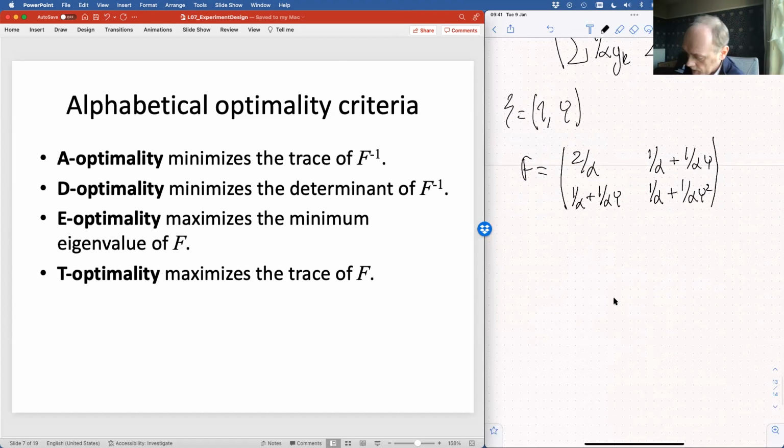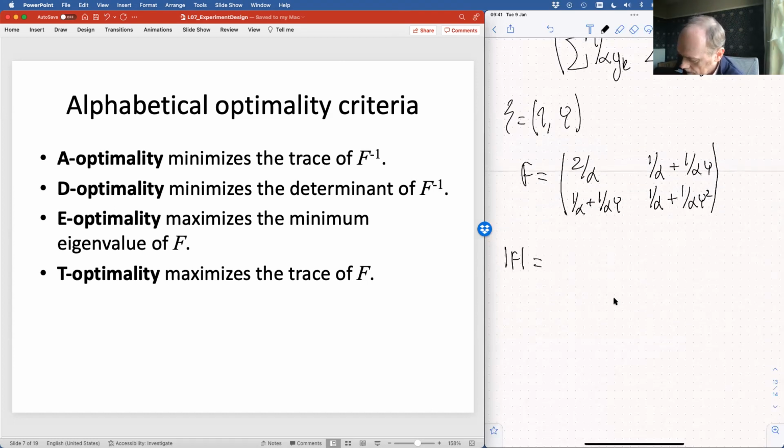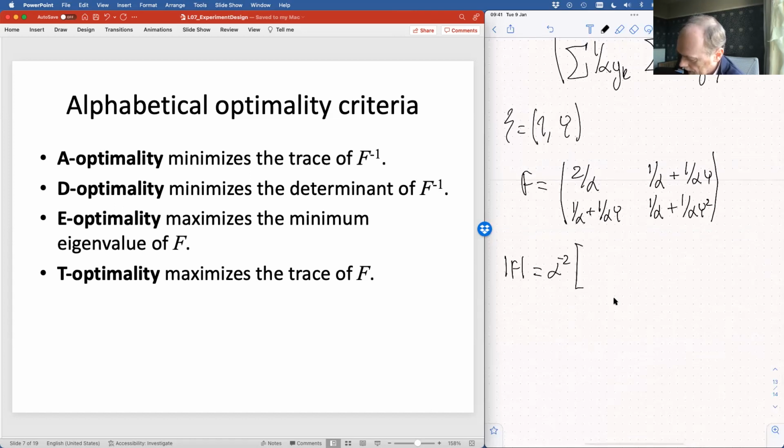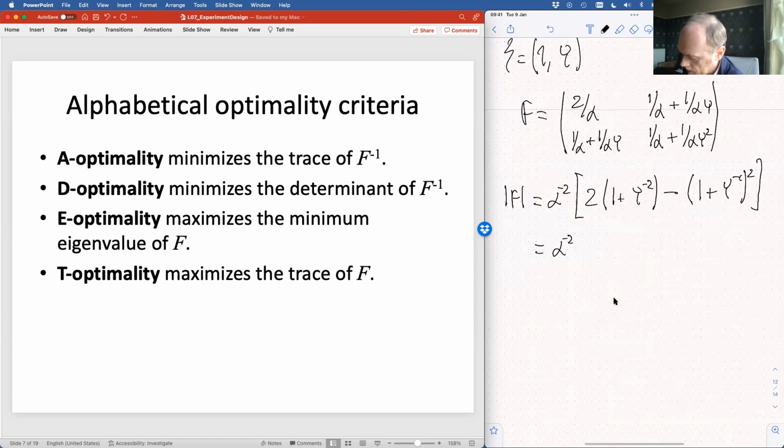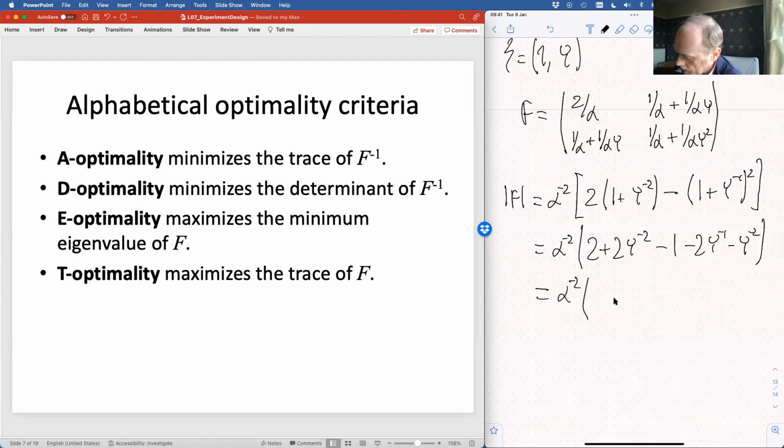Okay. Let's take the determinant. So I can take the alpha out again. And we end up with what? 2 times 1 plus y to the minus 2, minus 1 plus y to the minus 1 squared. Okay, let's multiply that out and have a look at it. So I think we've got 2 plus 2y to the minus 2, minus 1, minus 2y to the minus 1, minus y to the minus 2. Let's group some similar terms. I think we end up with y to the minus 2 minus 2y to the minus 1 plus 1.